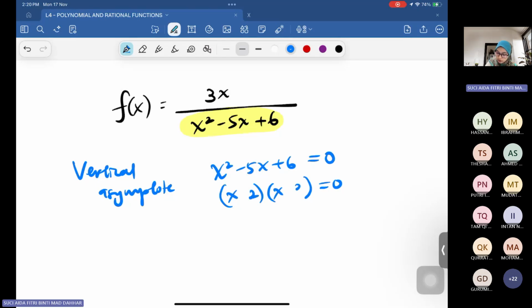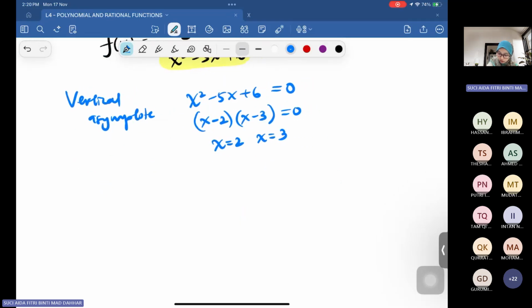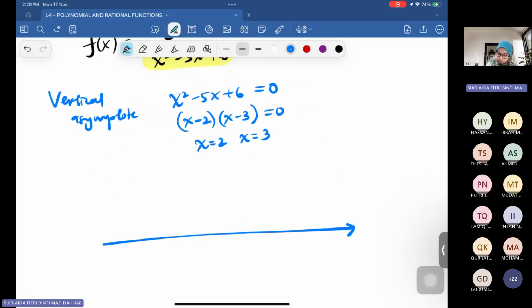Yes, you will get 2 times 3 minus minus. So this time you will have two vertical asymptotes, one at positive 2, the other at positive 3. So your graph will be like this. This is your y-axis. One asymptote is at 2, the other asymptote is at 3.